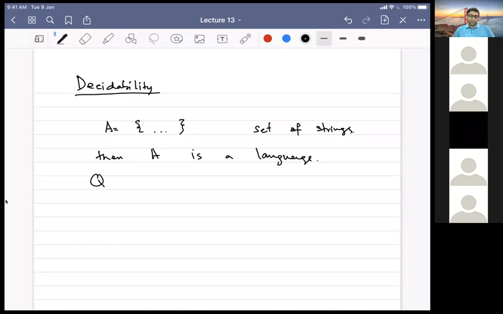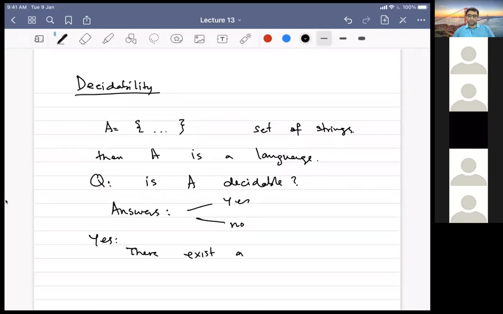So our question would be, is A decidable? Whenever we say is A decidable, we can replace this A with any language. There are two possible answers: yes, it is decidable, or no. So what does this yes answer mean? Yes means that there exists a Turing machine which decides A.